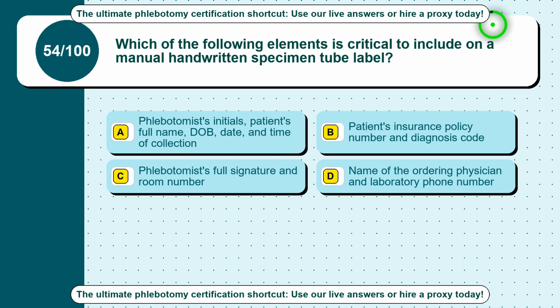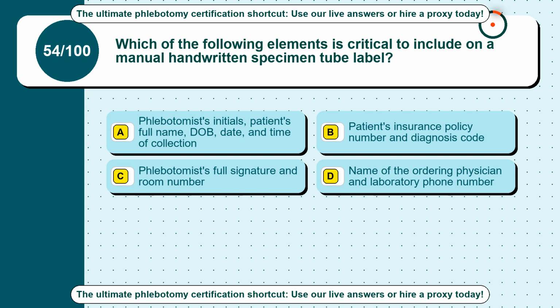Question 54. Which of the following elements is critical to include on a manual handwritten specimen tube label? Option A. Phlebotomist's initials, patient's full name, DOB, date, and time of collection. Option B. Patient's insurance policy number and diagnosis code. Option C. Phlebotomist's full signature and room number. Option D.